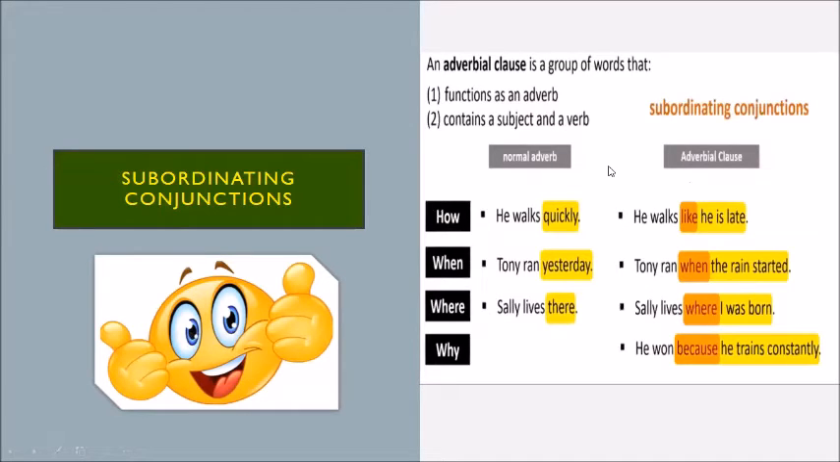And we can identify that each of these subordinating conjunctions has a different function, that they are related with the words how, when, where, why. They are going to tell us this information about the verb.